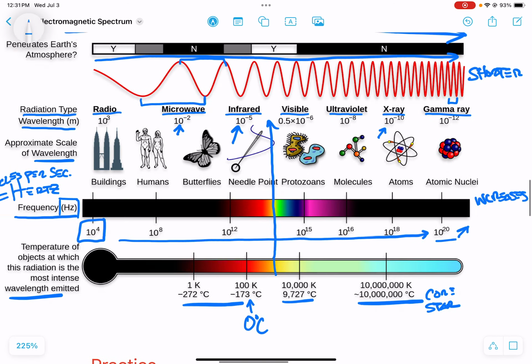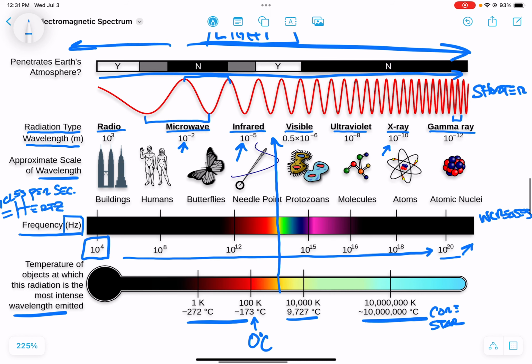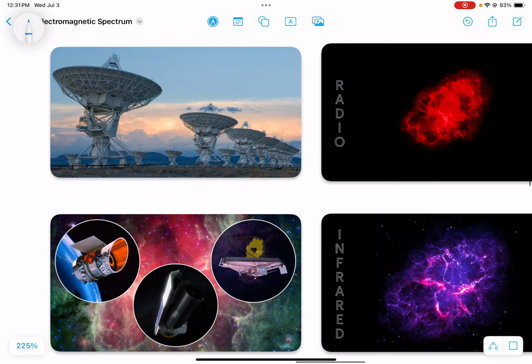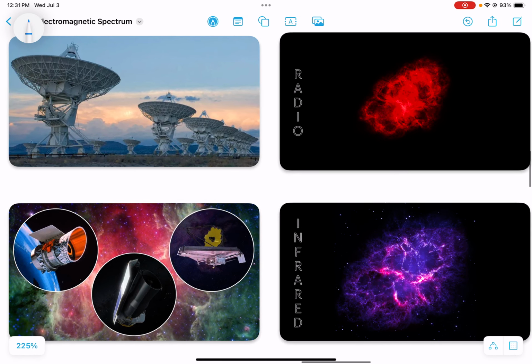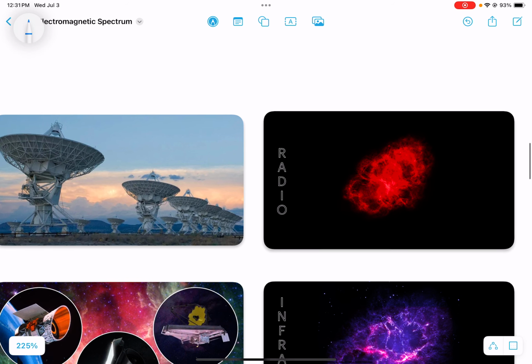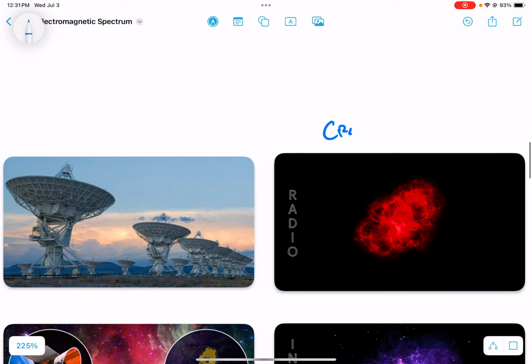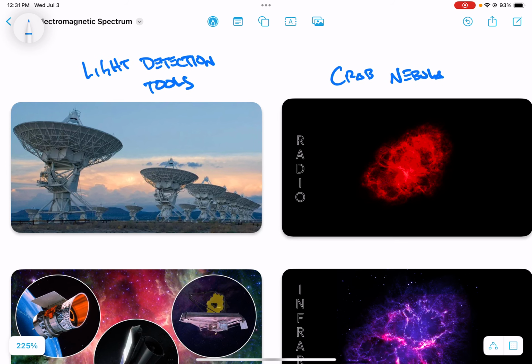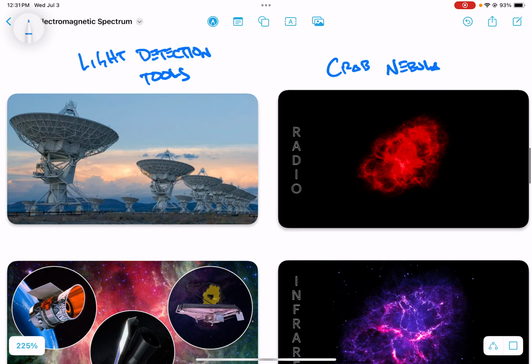Well, why does all of this matter, and why is it important to become familiar with this spectrum? Scientists can use all types or all classifications of light to detect objects in space. I'm going to wrap up this video looking at a nebula. This is called the Crab Nebula, okay? And this is an interesting comparison because we have different light detection tools that have measured the Crab Nebula at different frequencies or wavelengths of light, okay?